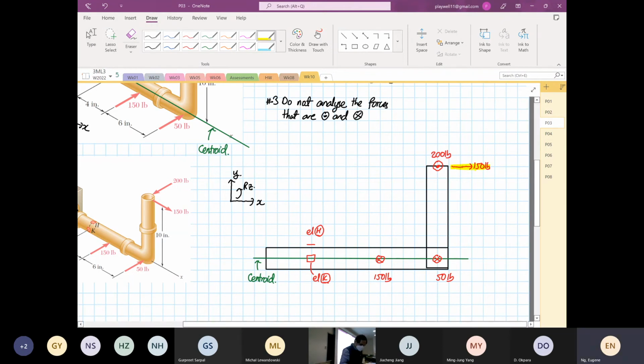this sort of arrow. Okay? We only analyze this sort of arrow. Right. So the most obvious thing is this. Okay.